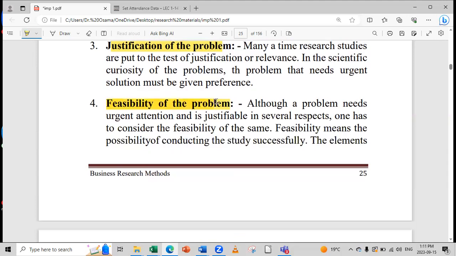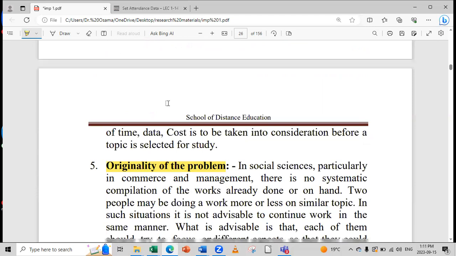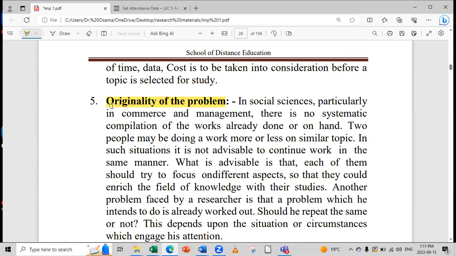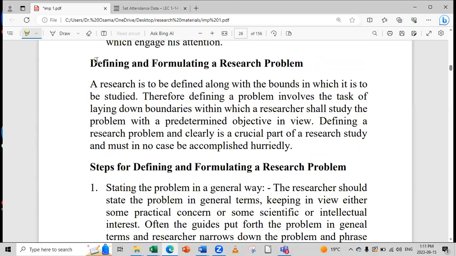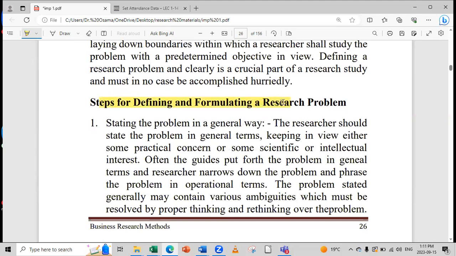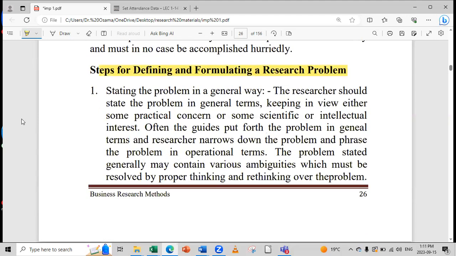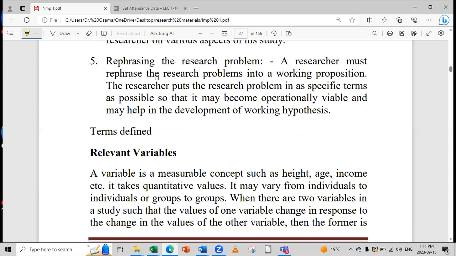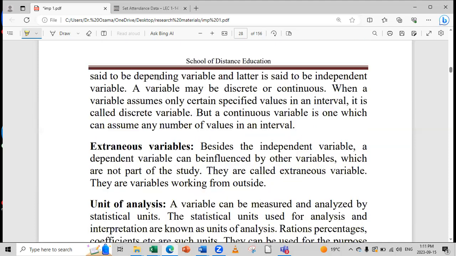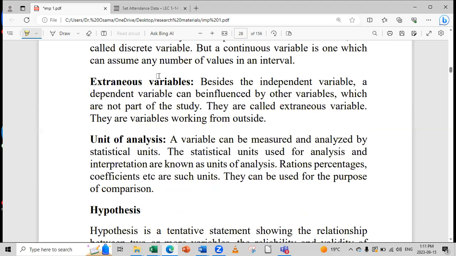And we have feasibility of the problem, which is very important. Originality of the problem, also what's the reason for the problem. Defining and formulating research problems. Steps for defining and formulating research problems are here. Stating the problem in a general way.